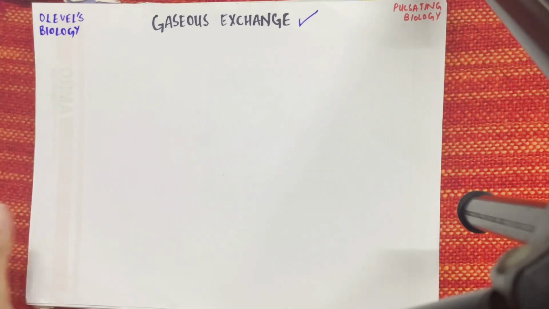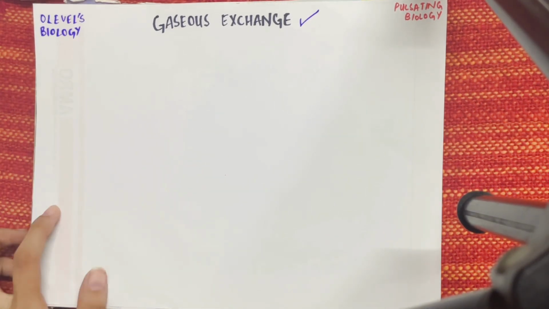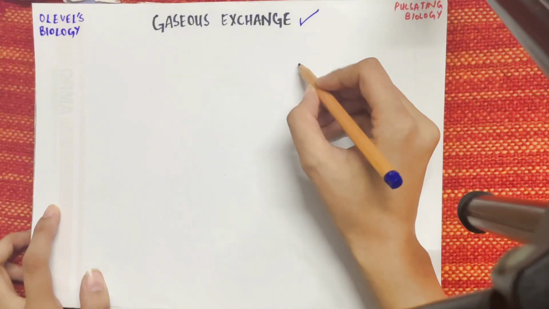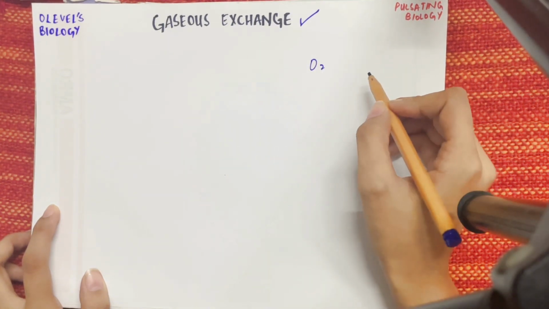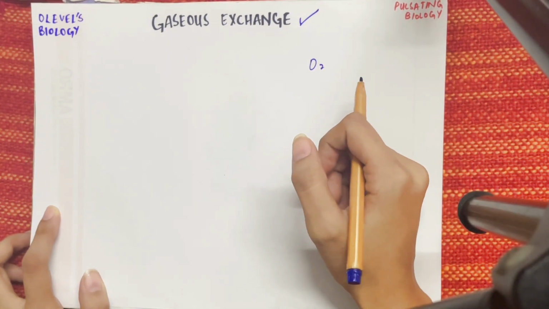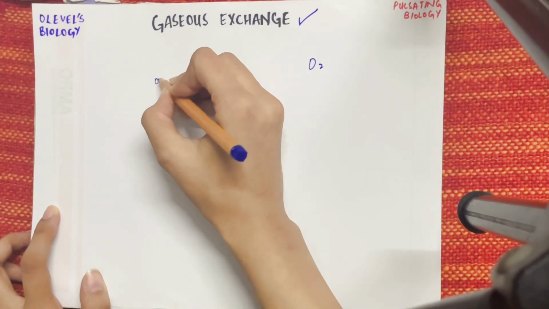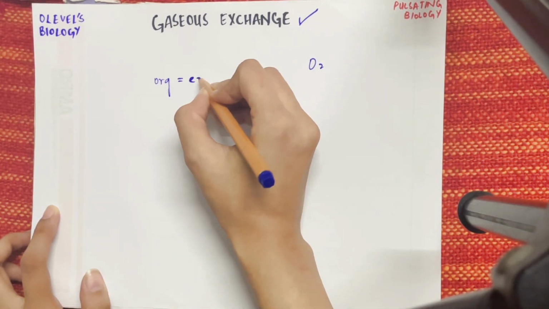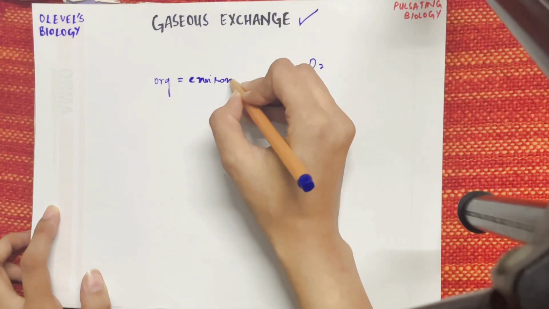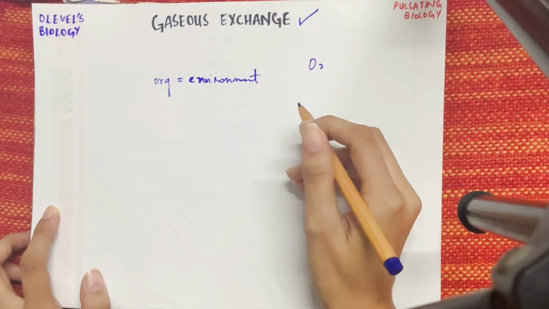This is gas exchange for O-levels biology. When you hear the term gas exchange, the question that arises in your mind is how do organisms obtain oxygen while living in this environment? Gas exchange means there is an exchange of gases between an organism and the environment, and this can depend upon many kinds of factors.